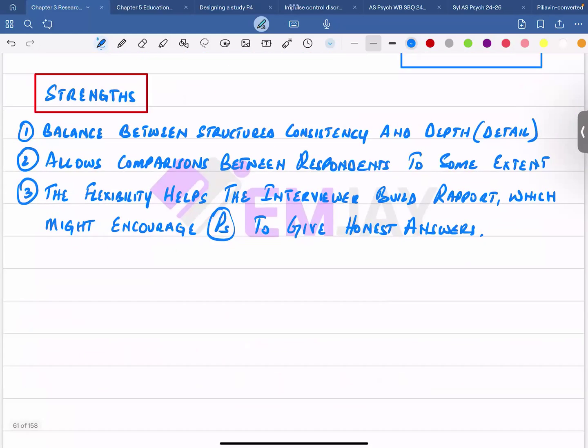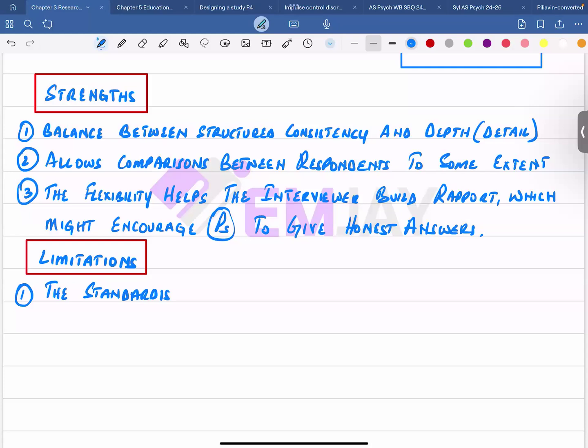If we move on towards the limitations of this type of interview, it has its own limitations, or weaknesses, as well. Of course, when there's flexibility, you are to some degree compromising on the structure. So the structure, or the standardization rather, might be compromised.